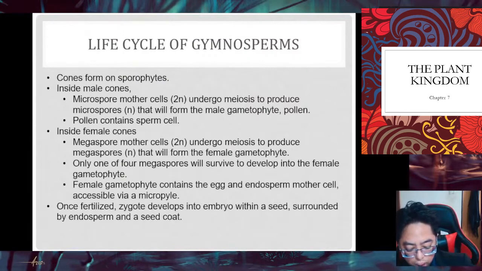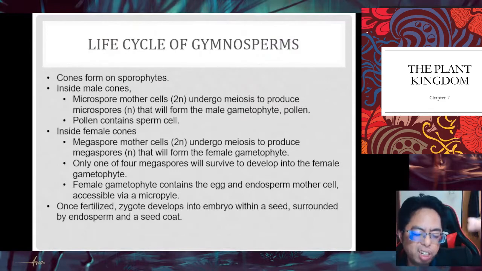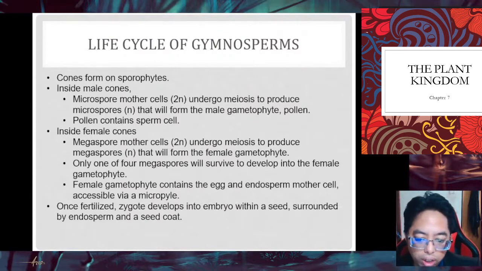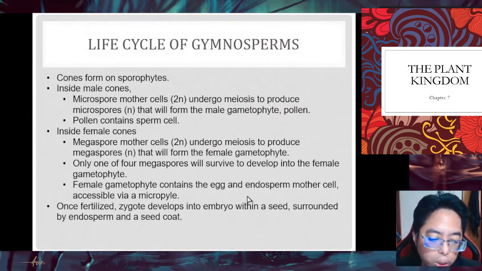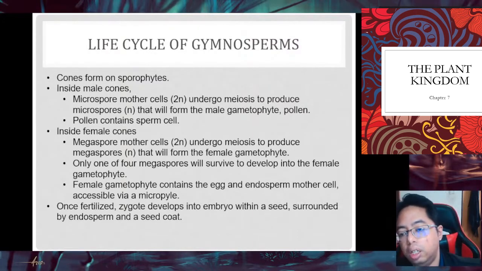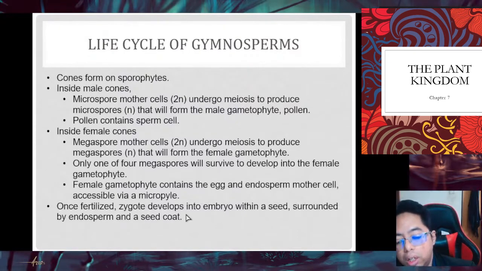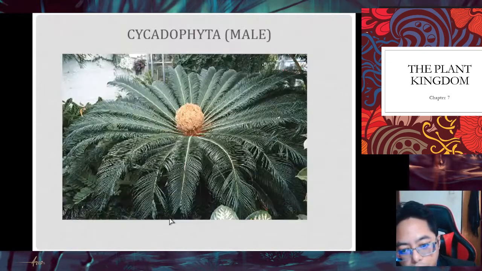So if you look at the micropyle, it is a really small tube that runs from the opening of the cell and reaches the nucleus of the female cell. So in this case, the sperm doesn't have to swim just like the moss sperm. It has to dig and make its own tunnel all the way to find the female cell. So once fertilized, the zygote develops the embryo within the seed, surrounded by endosperm and seed coat.